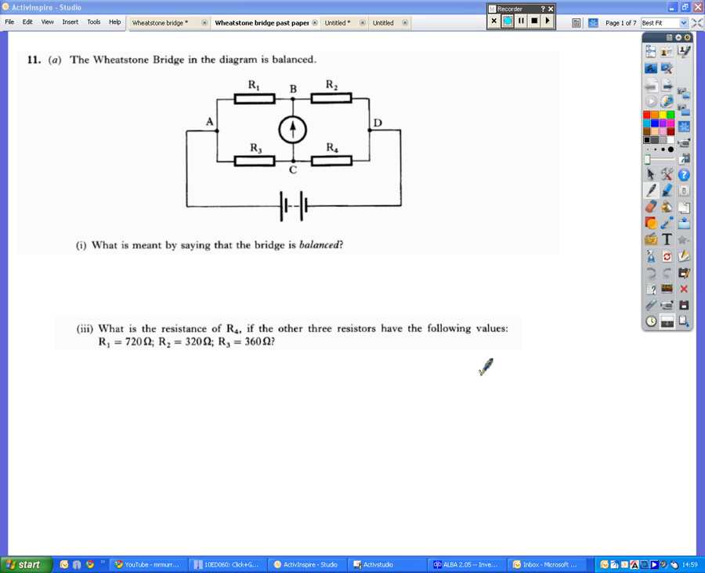So the first question, what is meant by saying that the bridge is balanced? There are a couple of different ways you can say this. The way that I would go for is that the potential difference between B and C is 0. You could say the potential difference, you could say the current. You're really saying the same thing.